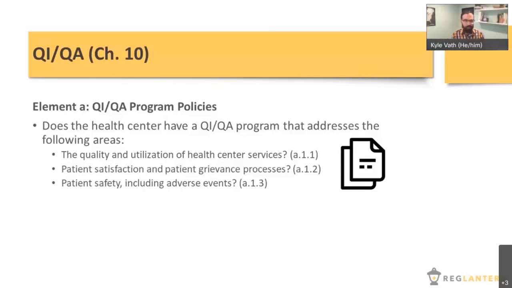Great. So the next sections are going to move pretty quickly because, again, most people don't have a lot of trouble with this. QI used to be a big area that people struggled with, and people seem to be really getting a hold of that. So for QI program policies, this is just looking at your policies and whether they contain the specific things listed here. Is it addressing the quality and utilization of services, patient satisfaction, patient grievances, patient safety, adverse events, your incident report types of things?